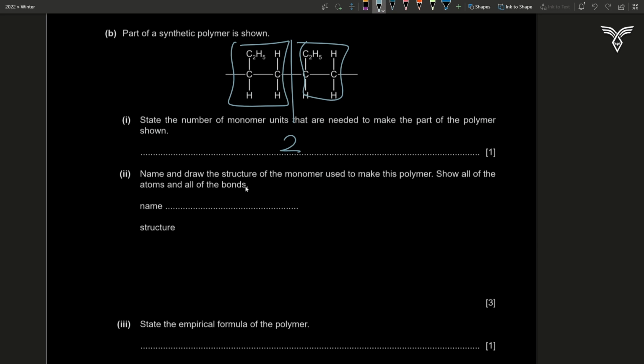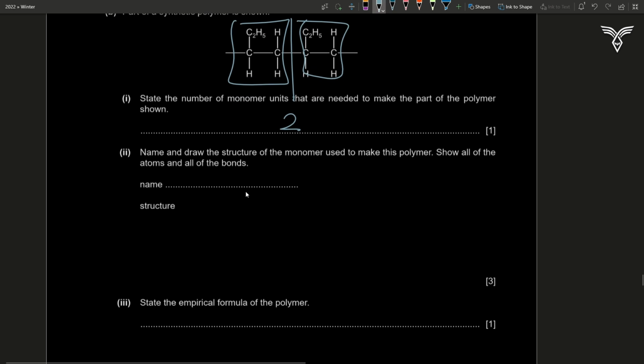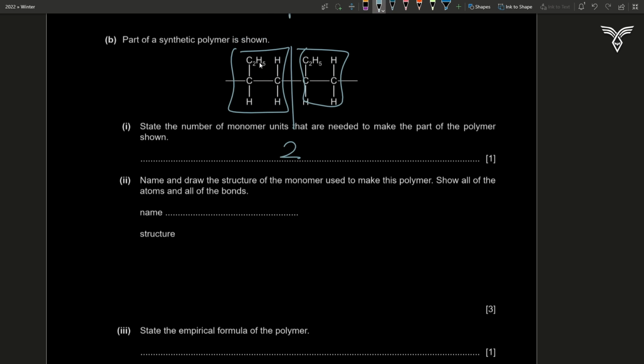Show all of the atoms and all of the bonds, and name it. Okay, fine. Let's draw the structure first. We have one unit here. You have 2 carbons, then 1, then 3, so 1, 2, 3, 4. Okay, and we add the hydrogens. You have 1 hydrogen here and 2 hydrogens here. No, sorry, 2 hydrogens here, these are the two above.